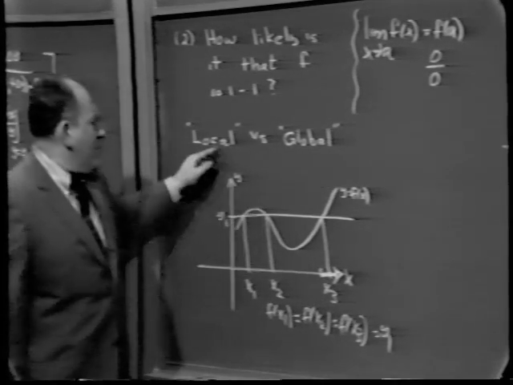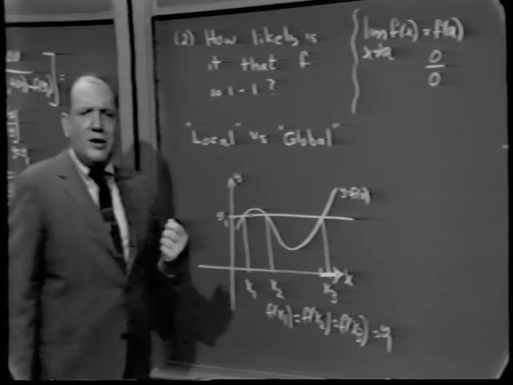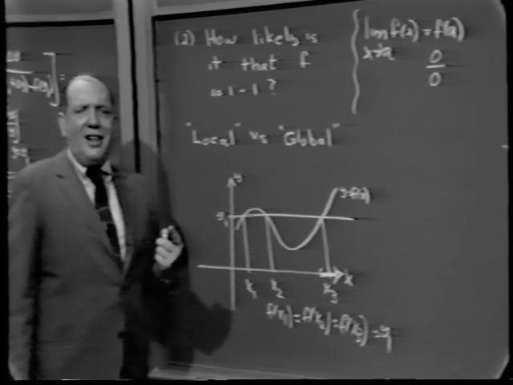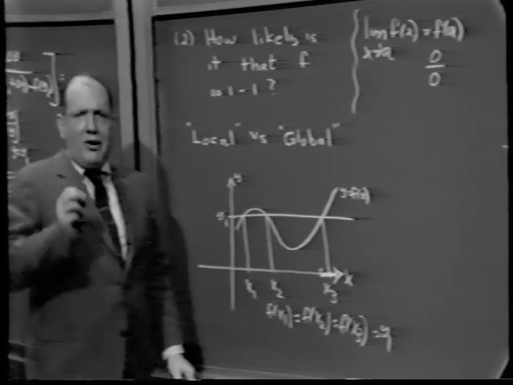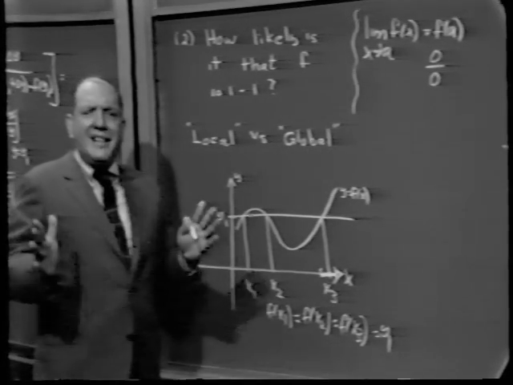If you want a fancy word to take care of that, it's what the mathematician calls the difference between local and global properties. And those words are exactly what they sound like. Local means in a neighborhood of a point. And global means let's look at the curve in the large.